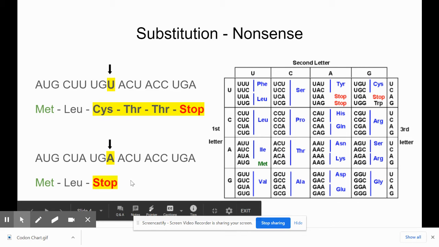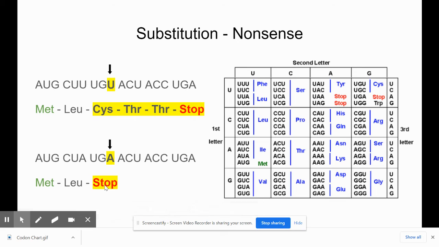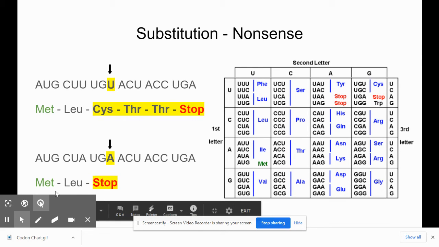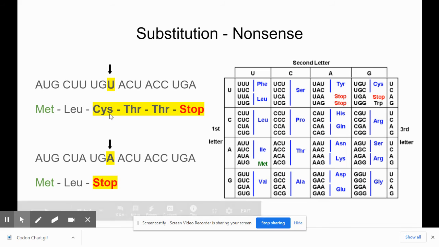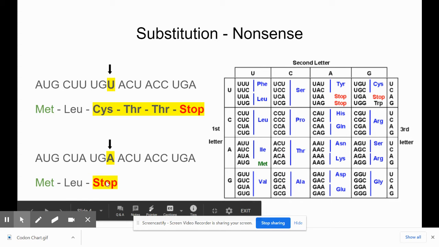So the consequence of this substitution is that this amino acid sequence stops after the second amino acid. It has the methionine that starts it. The leucine's the second one. But rather than having cysteine, threonine, and then the stop codon, it goes straight to a stop. So this is going to be a shortened, perhaps a very shortened amino acid sequence, most likely, in all certainty, going to lead to a non-functional protein. So a nonsense error is a bad one.